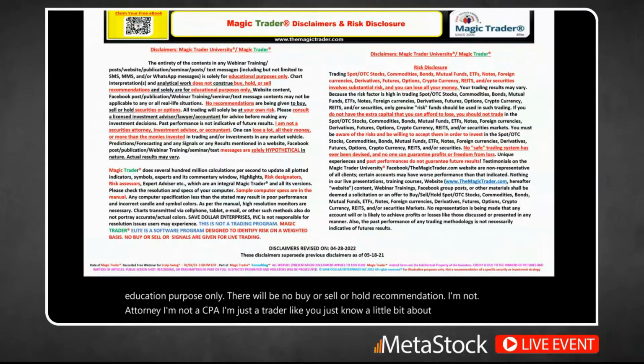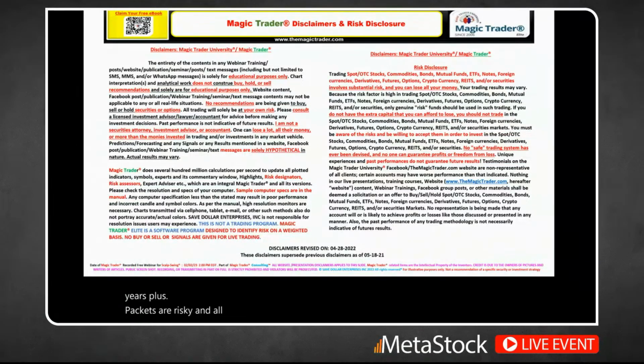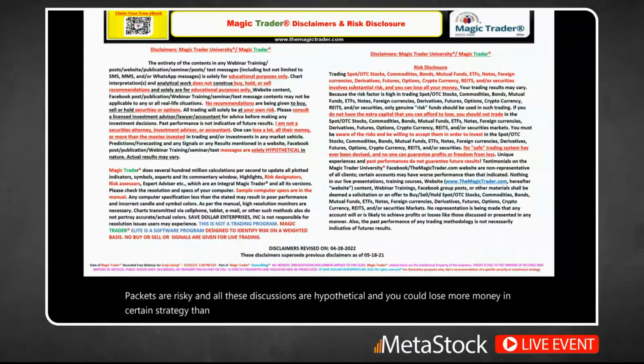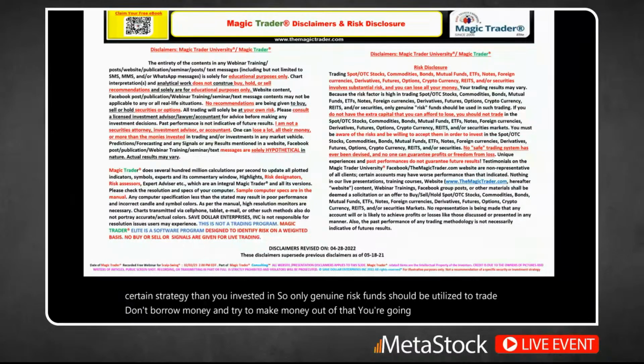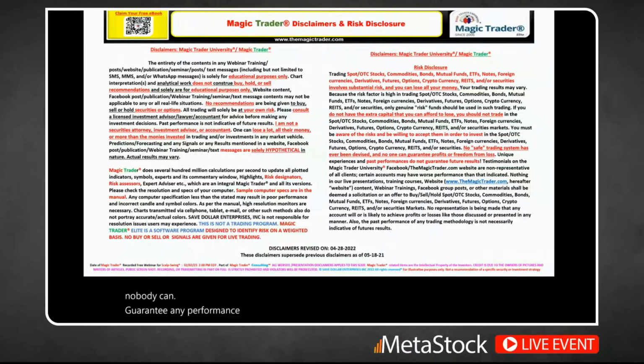Just 30 years plus. So markets are risky and all these discussions are hypothetical, and you could lose more money in certain strategies than you invested in. So only genuine risk funds should be utilized to trade. Don't borrow money and try to make money out of that. You're going to have a lot of pains. You could definitely make money in certain ways, but it cannot be consistently happening. So nobody can guarantee any performance, whether it's in the past or in the future.